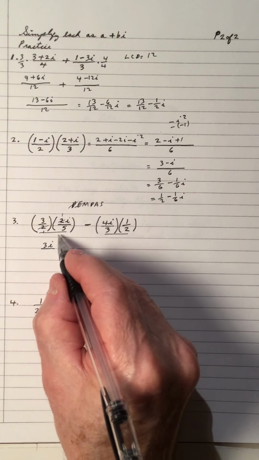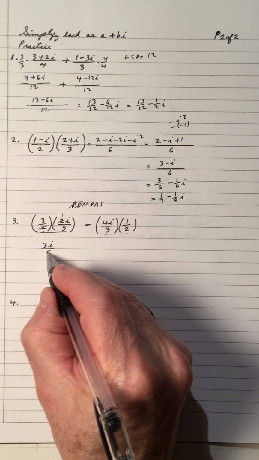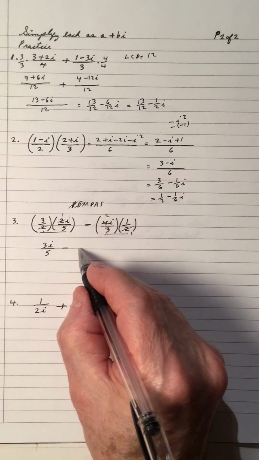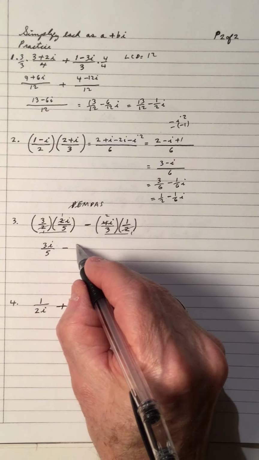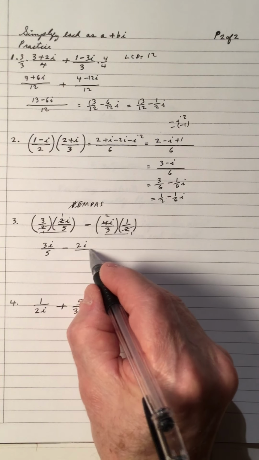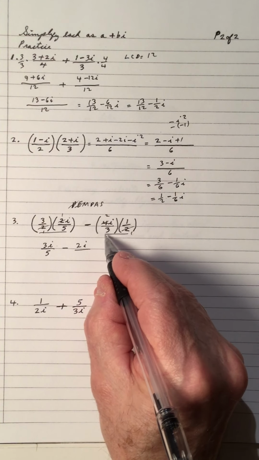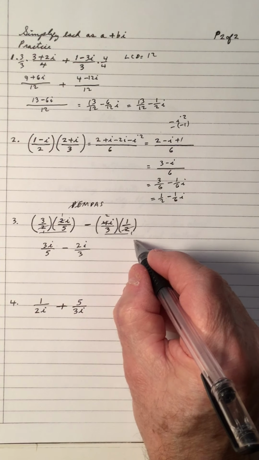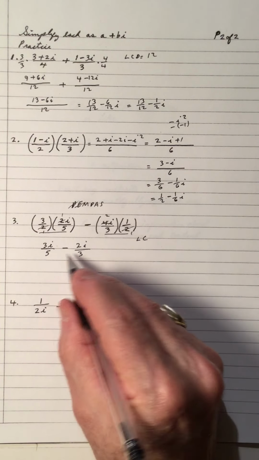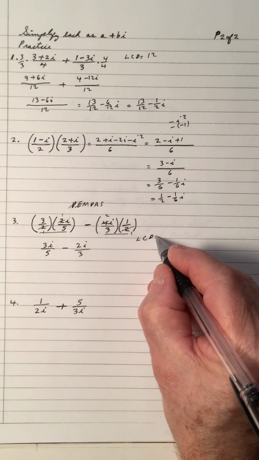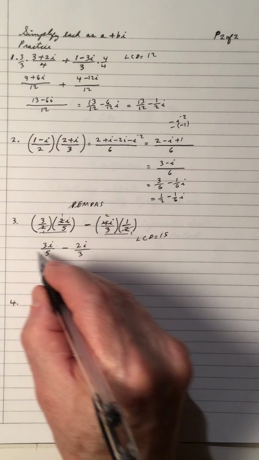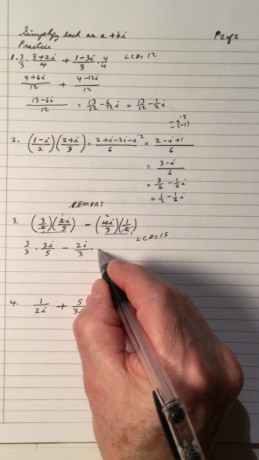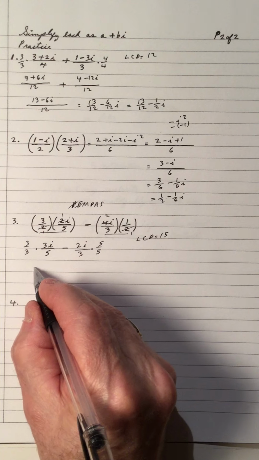3i over 5 minus the 2 cancels into the 4 twice. So that gives me 2i times 1 is 2i over 3 times 1 is 3. The LCD, I'm going to add these together. So I need an LCD, which is 15. So I multiply this fraction by 3 over 3. Multiply this one by 5 over 5.